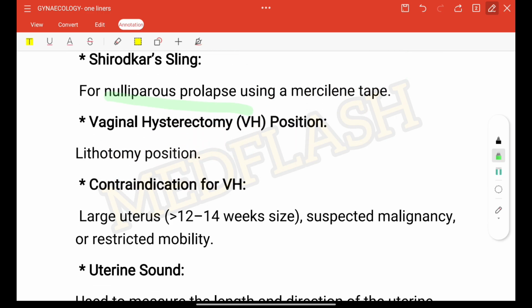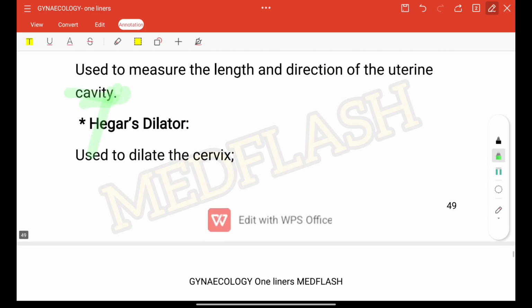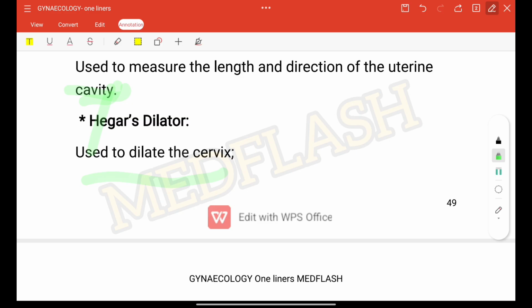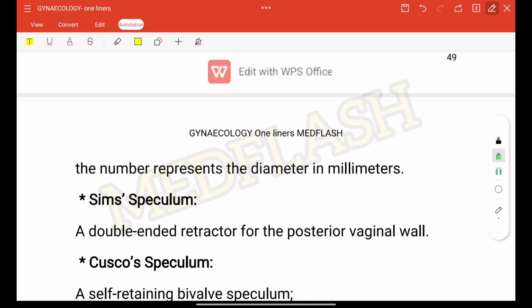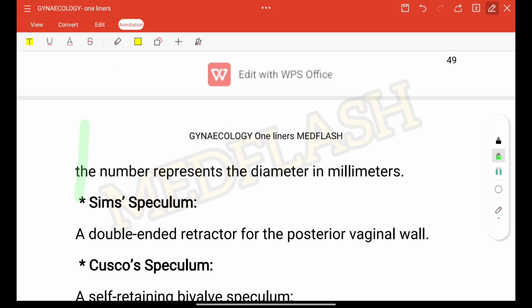Vaginal hysterectomy position is lithotomy position. Contraindications for vaginal hysterectomy are a large uterus, greater than 12 to 14 weeks of size, suspected malignancy, or restricted mobility. Uterine sound used to measure the length and direction of the uterine cavity. Hegar's dilator used to dilate the cervix. The number represents the diameter in millimeters.